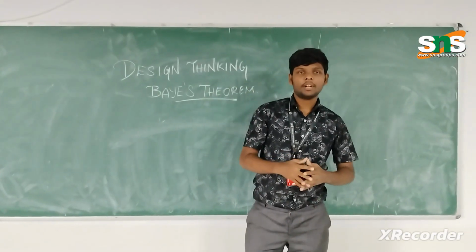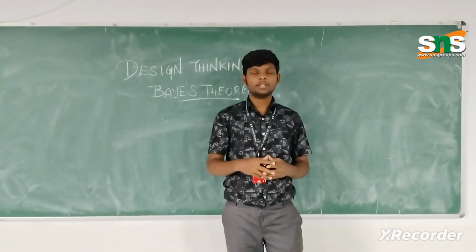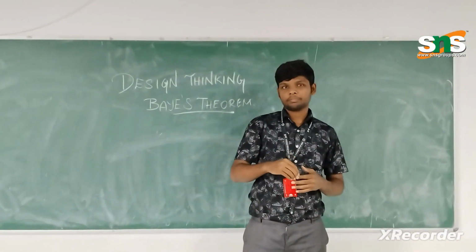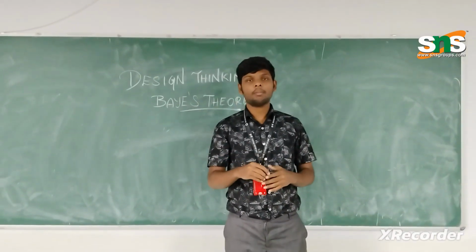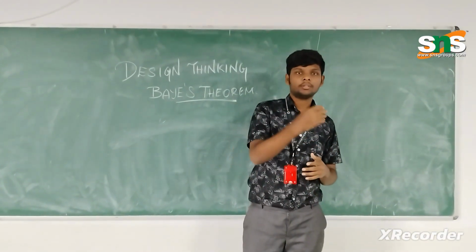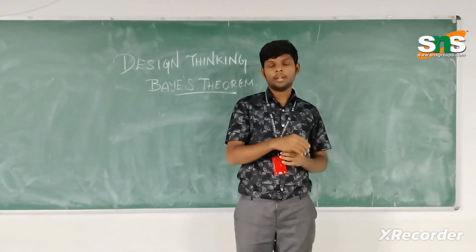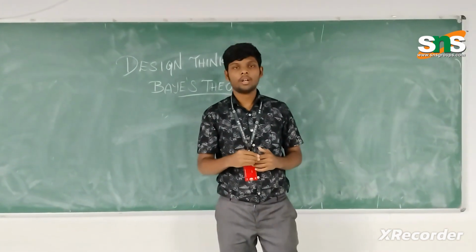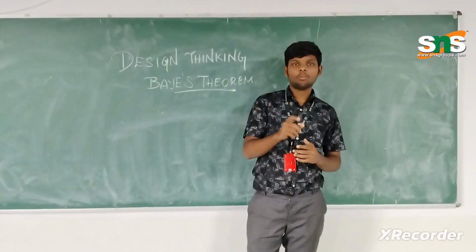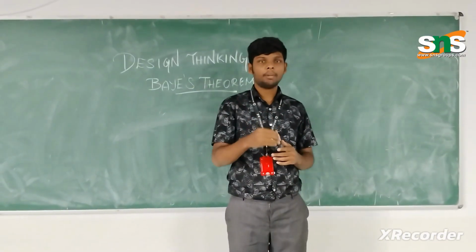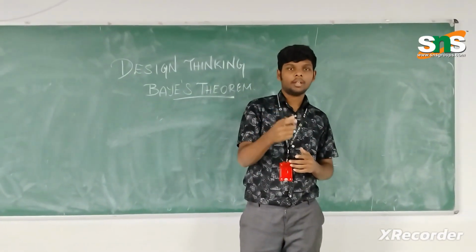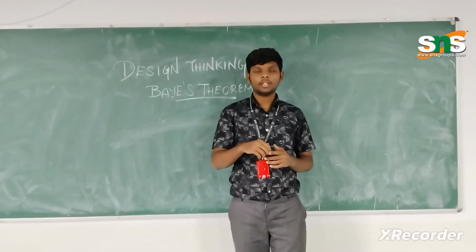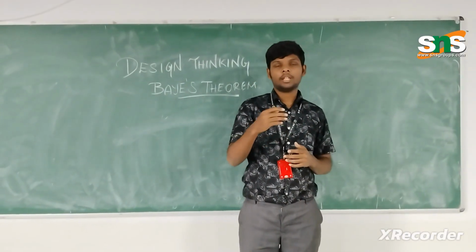Next one is financial risk. If a person is overspending a lot of money, what are the probabilities of him being very poor or rich? Next one is spam filtering. In emails, we check the probability of getting a spam email based on the words in the email. It is used for checking spam in emails.